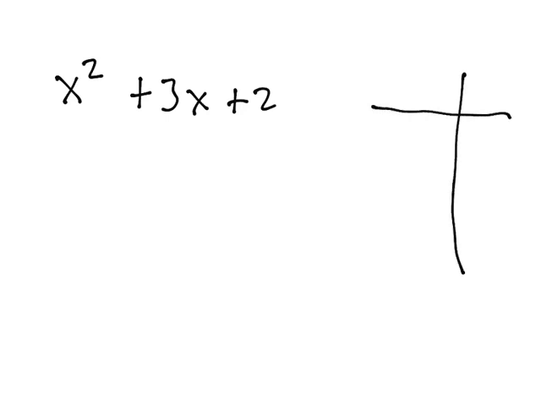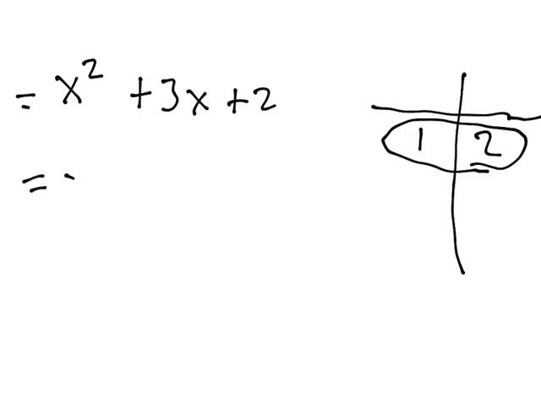So let's say I give you something like, what's a good example? Let's do x squared plus 3x plus 2. Let's get our t-chart. Here we want things that multiply to 2. This is a simple example, so we only have 1 times 2, and thankfully 1 plus 2 is equal to 3, right? So we'll have x squared plus 3x plus 2 equals x plus 1 times x plus 2.